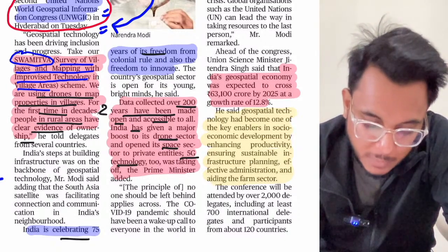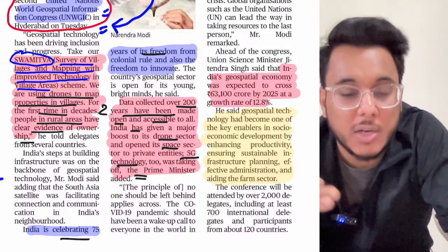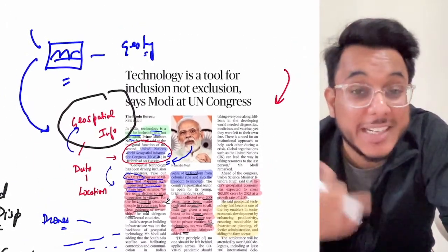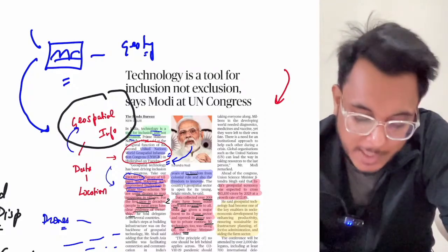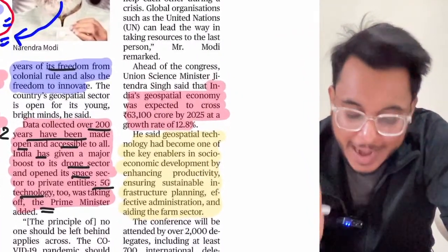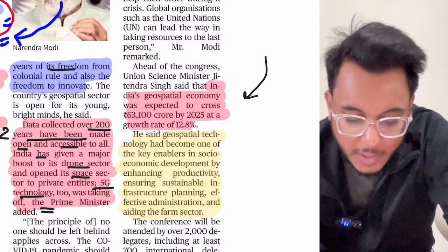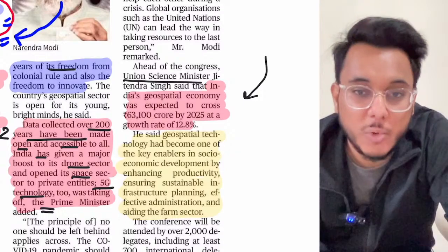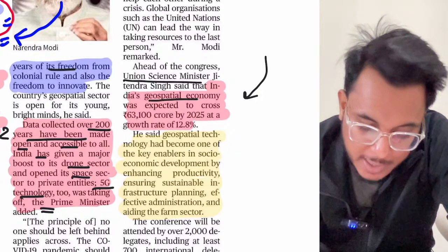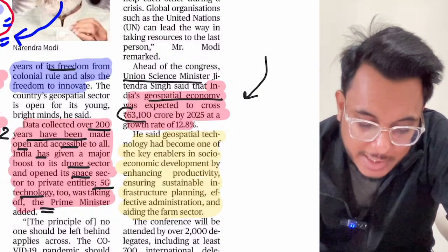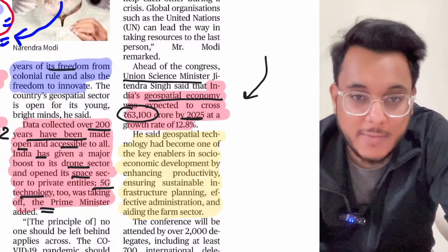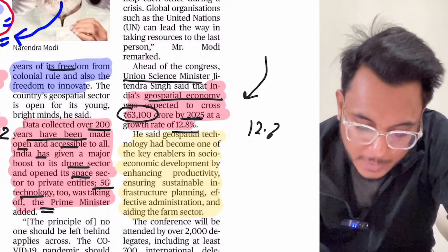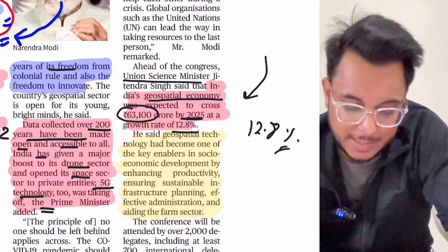5G technology has been brought, and the space sector has been liberalized, so geospatial technologies will be brought onto this particular landscape. And guys, there is one very important data point that has been given. According to the Union Science Minister, the geospatial economy will be 63,000 crore rupees by 2025, and it will grow at a growth rate of 12.8%. Is it clear or not?